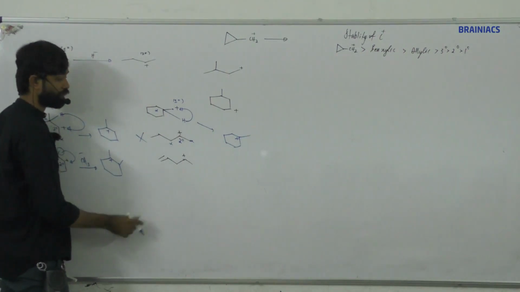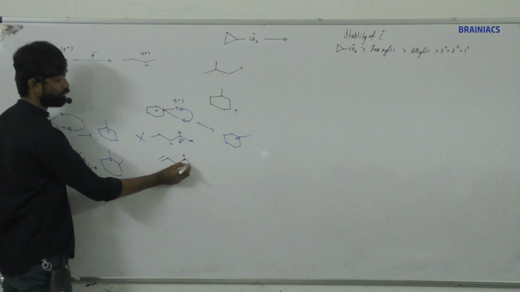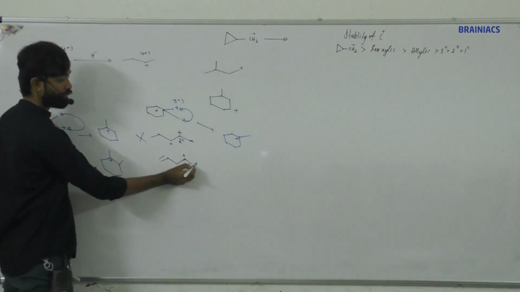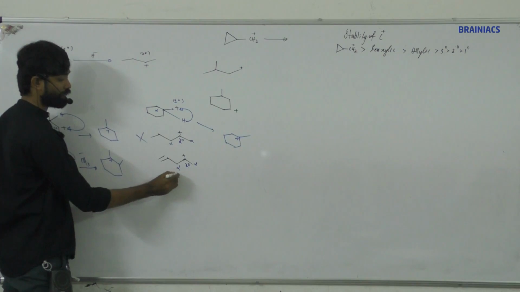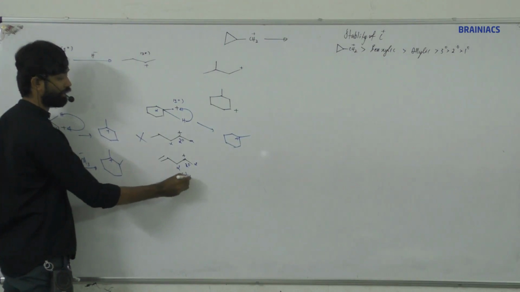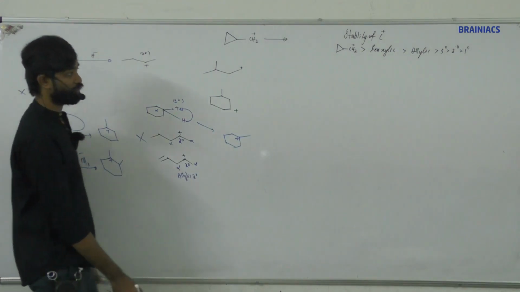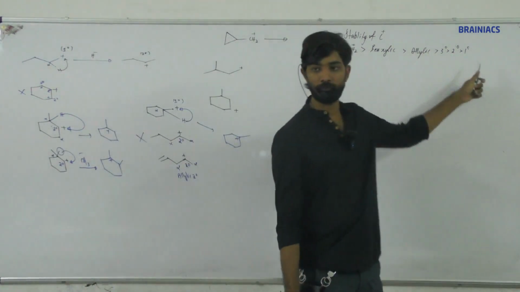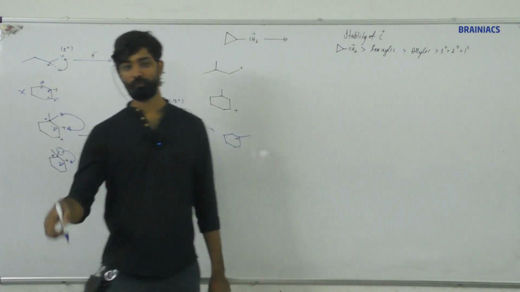Listen. Next example. This is secondary, right? This alpha is a primary. This alpha is an allylic secondary. Allylic secondary is somewhat more stable than normal secondary. Okay, so there is a shift.